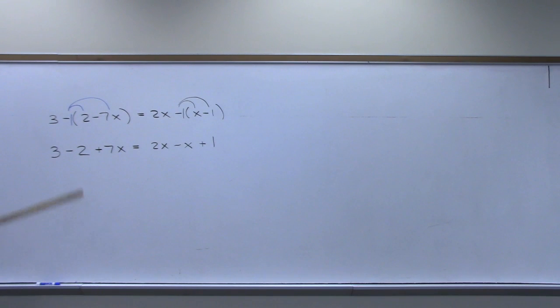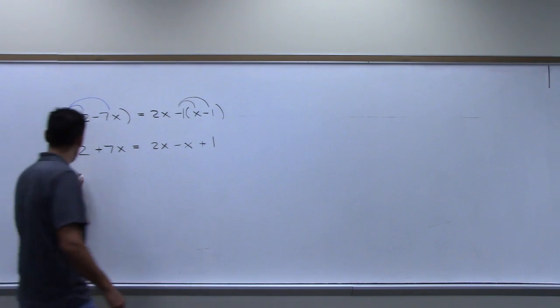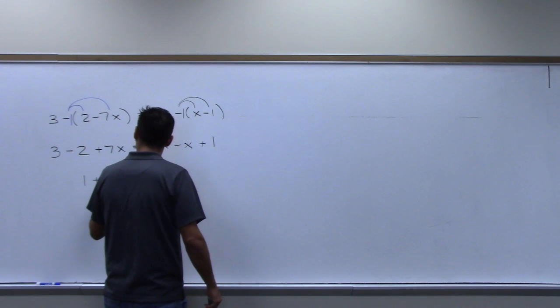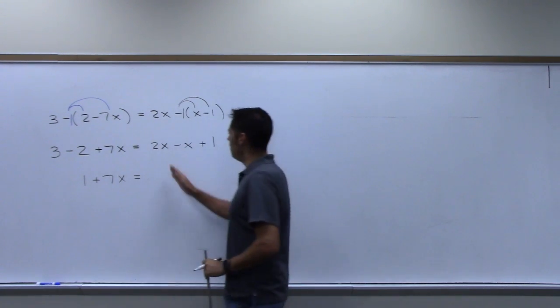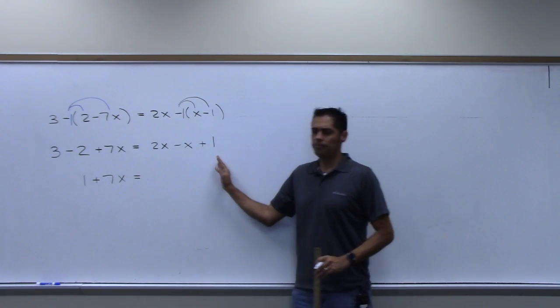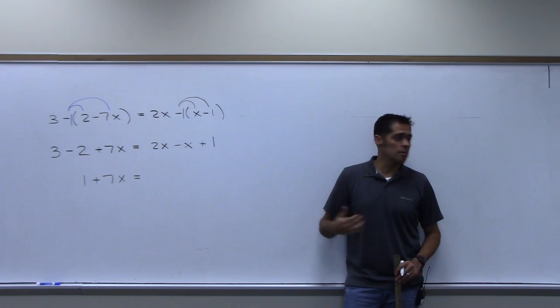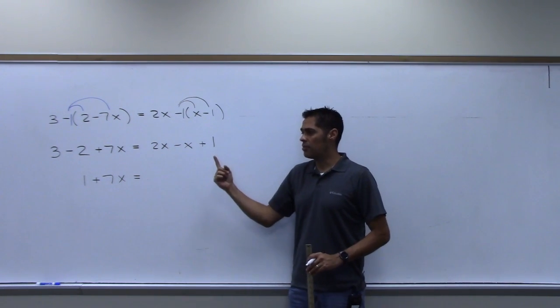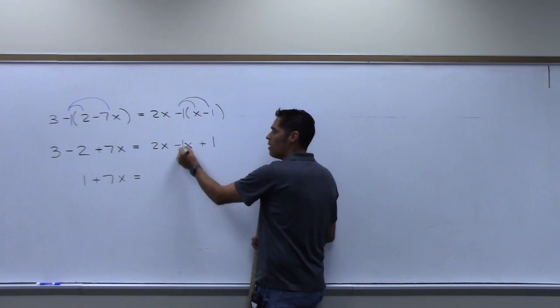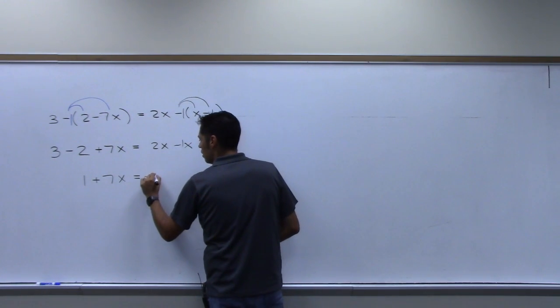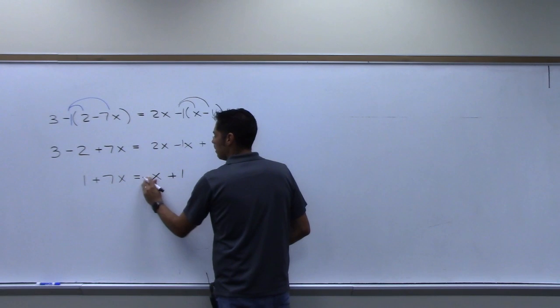All right, now we look at the left side. Can we put anything together over here? Yeah, 3 minus 2, these are like terms. 3 minus 2 is 1, so that gives me 1 plus 7x. Then equals, on this side, can we put anything together? 2x, take away an x, leaves you with a single x. So this is like 2x take away 1x, which leaves 1x. I'm just going to put x plus 1.